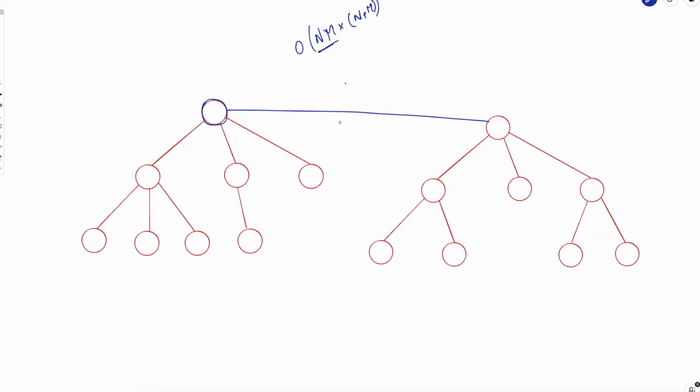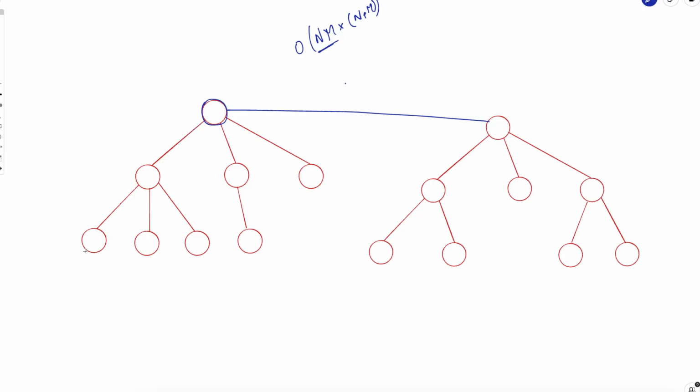What is the diameter of this entire tree? Diameter can either lie completely within this tree, like this can be a diameter, right? Or diameter can lie completely inside this tree, this can be a diameter. Or diameter can cross this edge and combine these two trees to form a diameter, right? Some nodes from left, some nodes from right to form a diameter.